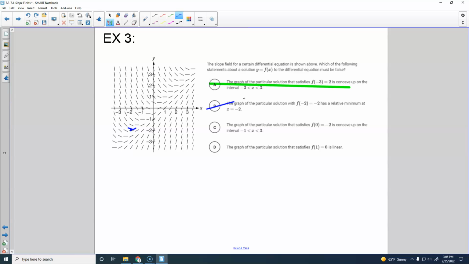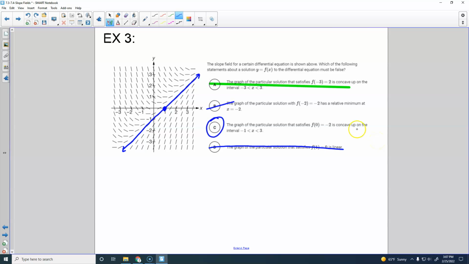At 0, negative 2, the graph is concave up. If I follow what's happening here, I think that's going to be concave down. I think this is going to be my answer, but let's check D just to see. 1, 0 is right here. Is that solution linear? Yes, because it would just be that line. So it's not that one either.